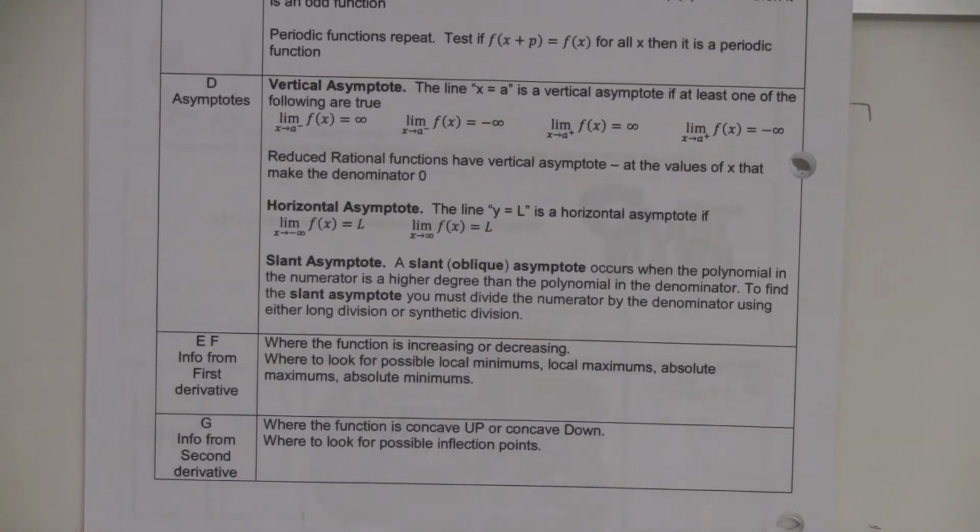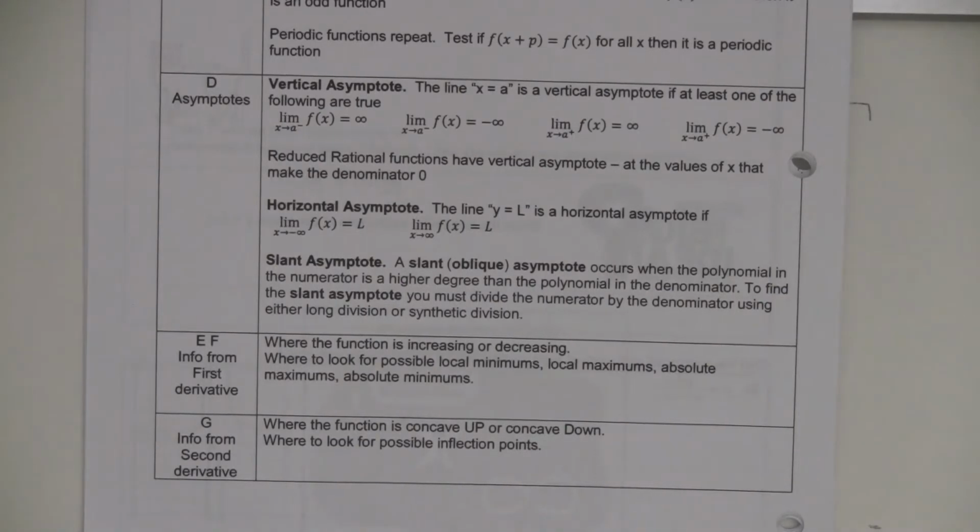And then E and F are the things that the first derivative tells you. The first derivative tells you where there are possible local minimums, local maximums, absolute maximum, and absolute minimums. It also tells you where the function's increasing and decreasing.